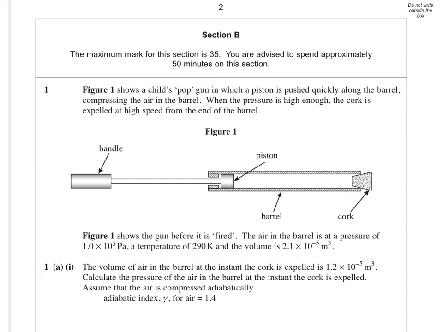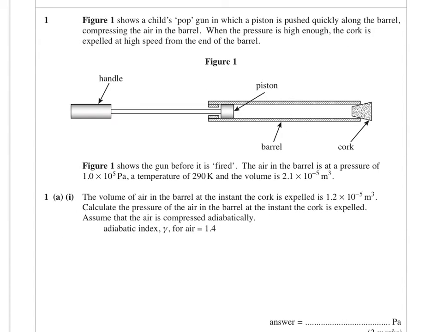Right, so let's take a look at the June 2012 Applied Physics paper. So let's start off with question 1. We've got a child's pop gun, and the piston is pushed quickly along the barrel, compressing air. When the pressure is high enough, the cork is expelled at high speed from the end of the barrel.